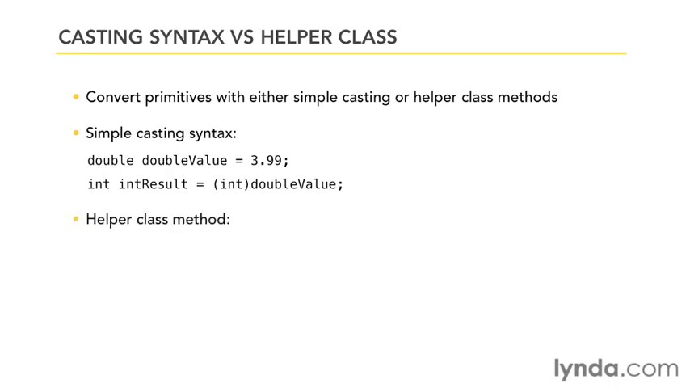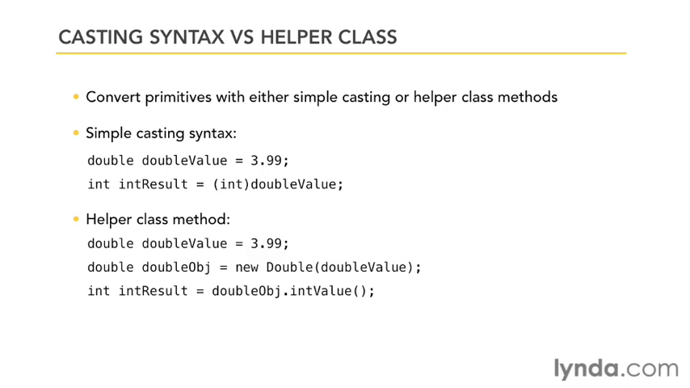To use the helper class approach, the first step is to create an instance of the helper class wrapped around the primitive value. So here, I'm starting once again with a primitive, and then I'm creating an instance of the double class wrapped around the primitive. I'm calling that double obj. Once I have that reference, that complex object, I can then call any of its methods. So now I'm going to call the int value method. It's going to return an integer, and I can assign that to the primitive int. Either of these syntax styles will work fine.